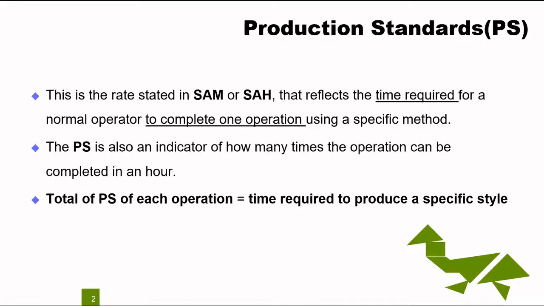The total of the production standard of each operation is equal to the time required to produce a specific style. Like I said, a shirt can be made in, let's say, 10 steps. Then the production standard for each of the steps, when the summation of that is done, will tell us the time required to produce a specific style. The example that I gave was that a shirt can be made in 10 minutes, when for each of the operations you record the amount of time taken and you add all of them. Then you say that the time required to produce a style is 10 minutes.